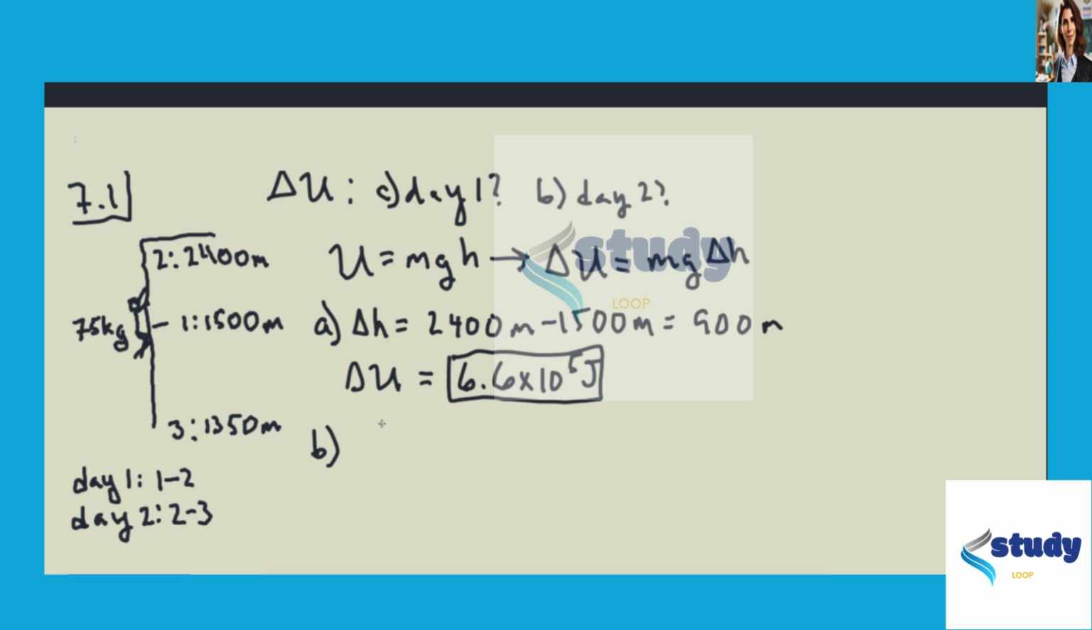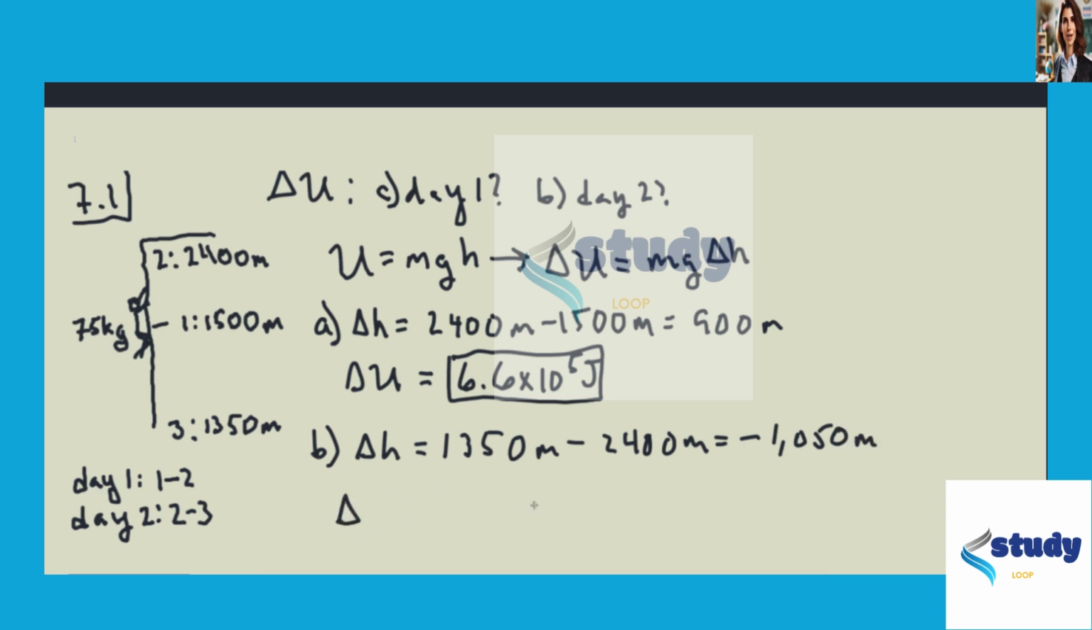Now on the second day, our delta h is going to be the final elevation, which is 1,350 meters, minus the initial, which is 2,400 meters, and so our delta h is negative because the initial is higher now. And this is 1,050 meters.